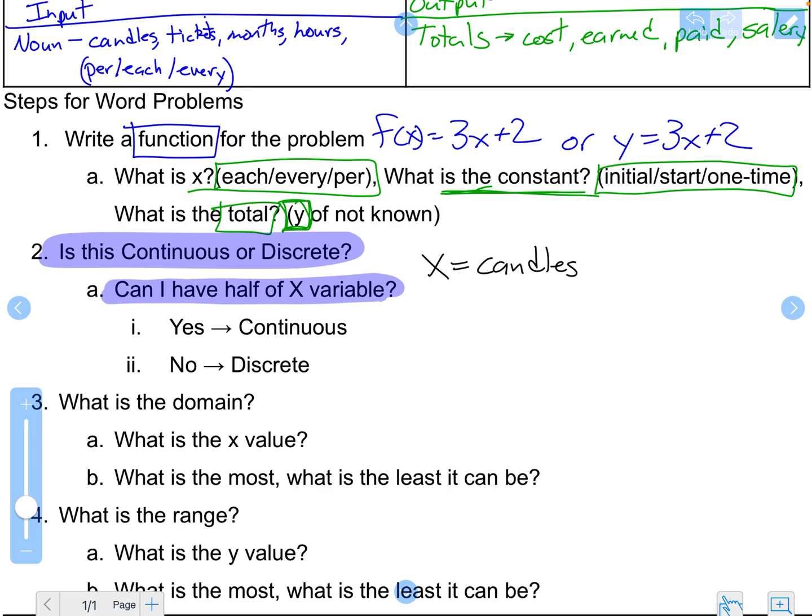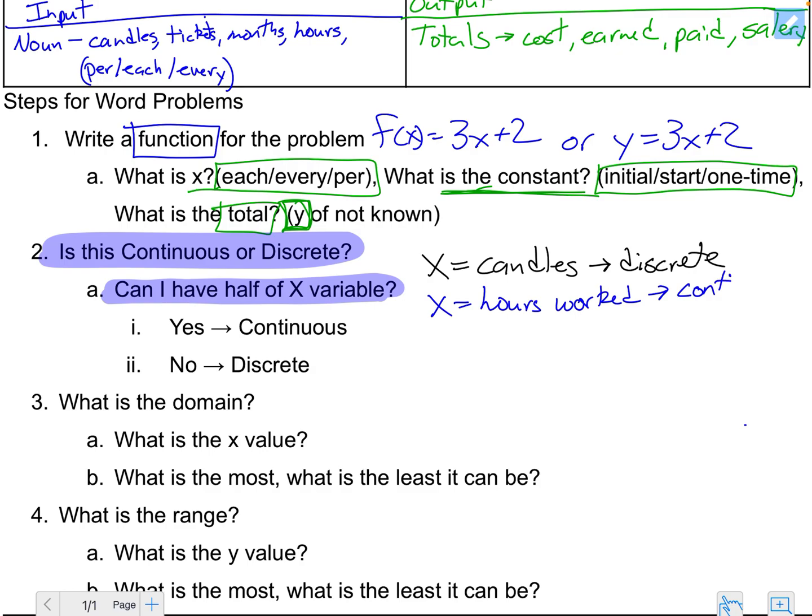If they only sell candles by the half, then candles are going to be discrete because no one's going to buy half of a candle because we just don't sell half of candles. If we're talking about hours, so if our x is hours worked, we have to ask ourselves, can you work half of an hour? Can you work a quarter of an hour? In almost every job that I'm aware of, you get paid based on the total time worked. And if that total time is 5.5 hours, they give you that 30 minutes of pay. And so that half tells us that it is going to be continuous.